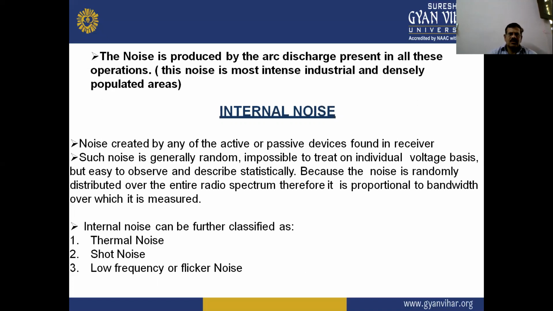Now we come to the internal noise, or we discuss the internal noise. Internal noise is noise created by any of the active or passive devices found in the receiver. Active devices are such as diodes, transistors, and transformers, and passive devices are electronic components such as resistors, capacitors, and inductors. So these devices are found in the receiver.